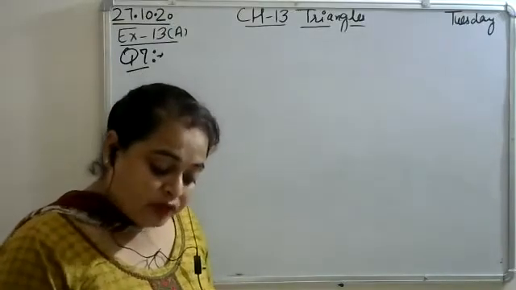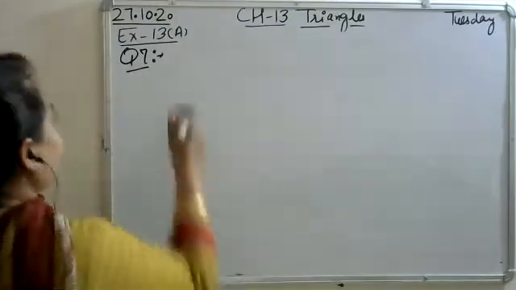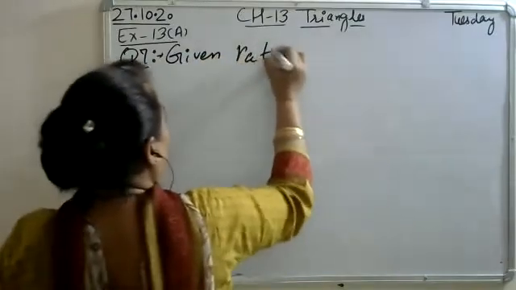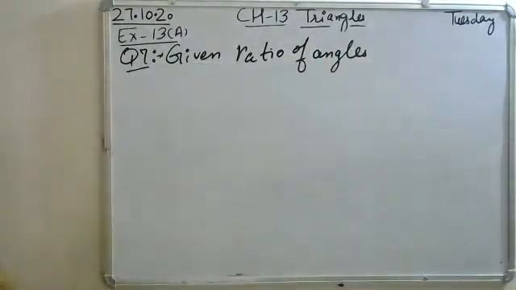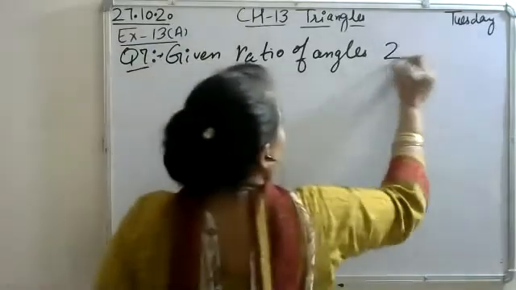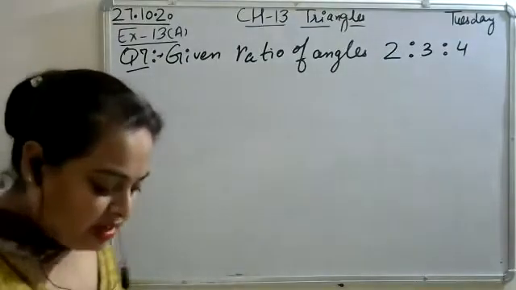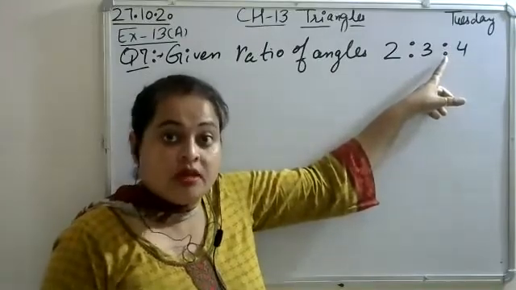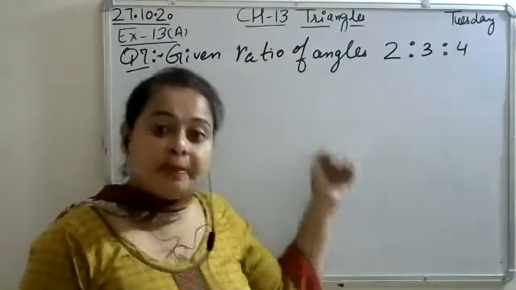The angles of a triangle are in the ratio. So what is given? Ratio of angles. This is given. 2:3:4. This is given. This is the symbol of ratio. Now, how can we solve? I am going to explain this sum step by step.